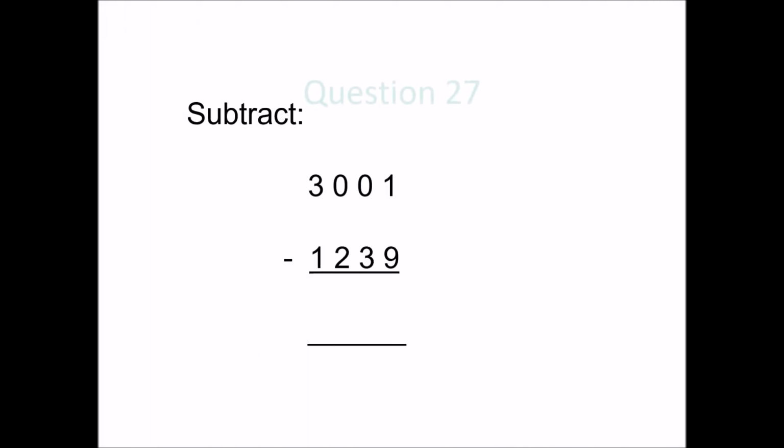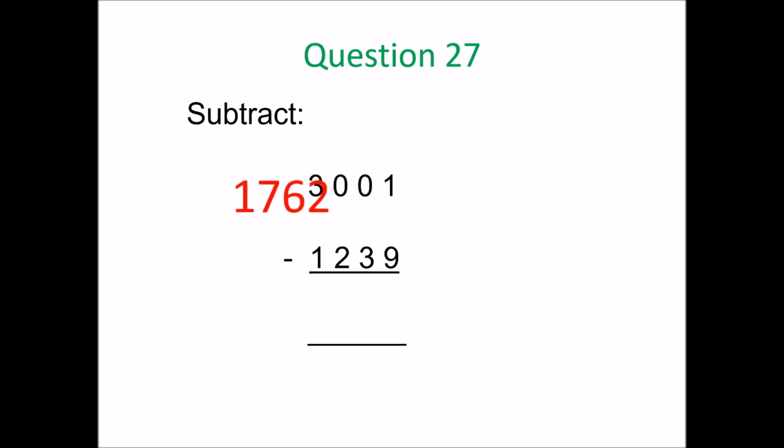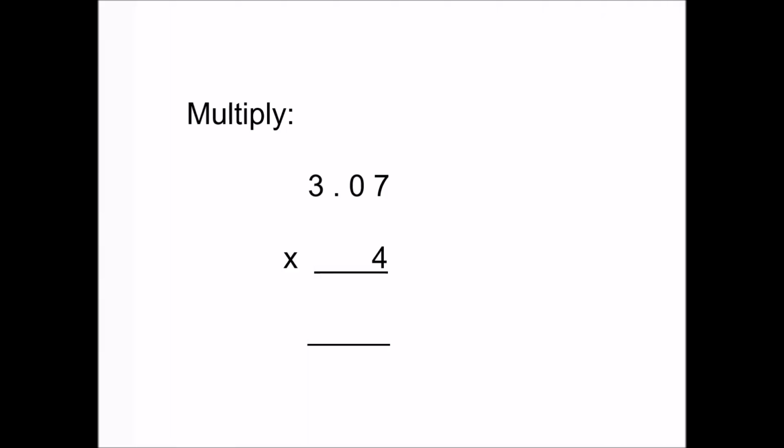Subtract. You have to rename 3,001 take away 1,239. You would have to rename to get this done. And the final answer, 1,762. Practice this. Also, grade 4 students, you have to be able to rename when you're subtracting.